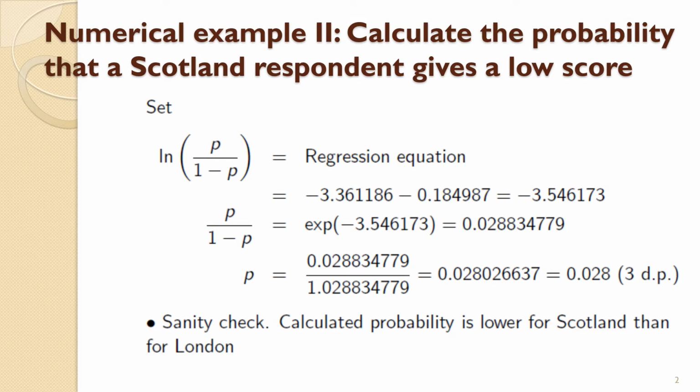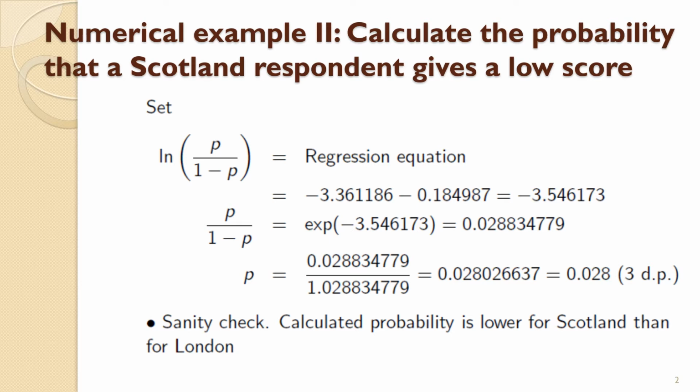But in order to do the actual calculation, again, it's exactly the same way as you've done before. Log of the probability over 1 minus probability equal to the regression equation. In this case, because it's a generalized linear mixed model, equal to the fixed effects terms. In this case, this gives you log of the probability over 1 minus probability equals to minus 3.546173. Take the exponential both sides, so the thing on the right hand side should now be positive, and you now should have that p over 1 minus p is equal to 0.0288347779. There's a certain knack to this.